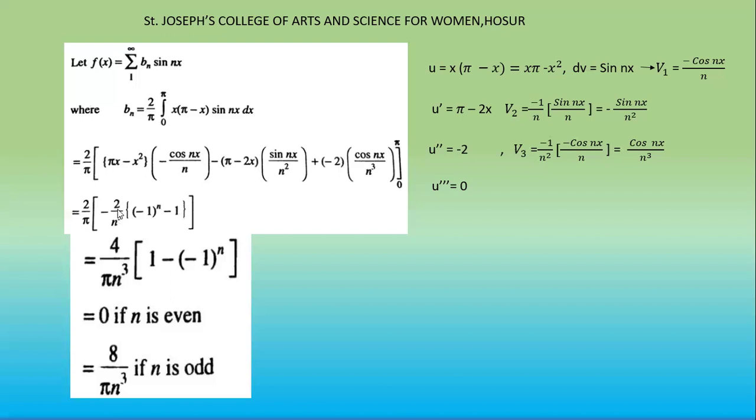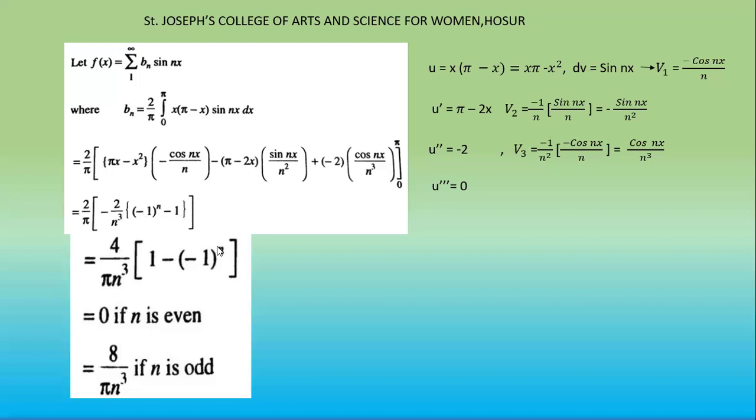When I multiply these two, we will get 4 by pi n cube. I'm taking this minus inside, so this becomes plus and this becomes minus. So we get 4 by pi n cube into 1 minus minus 1 power n. If I put n is equal to 1, we will get 1 plus 1 is 2. So 4 into 2 is 8 by pi n cube.